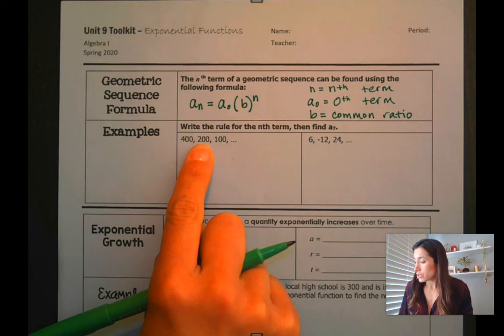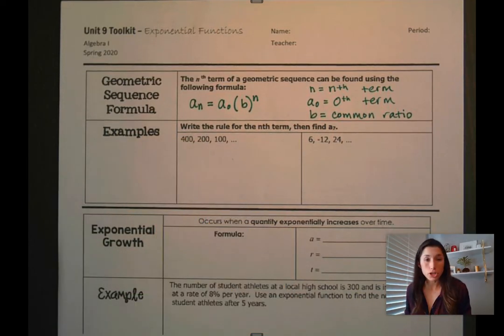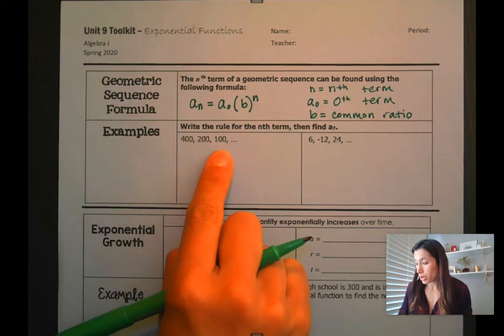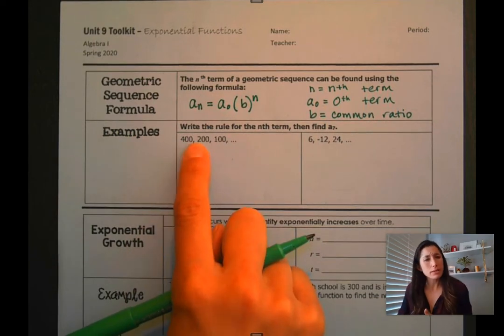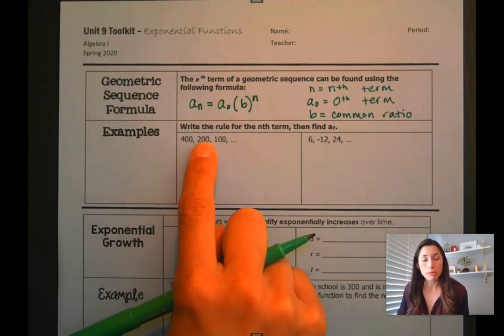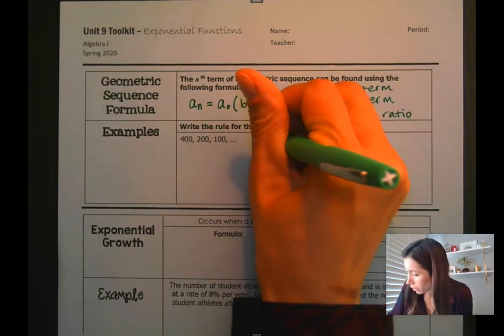Okay, so for this example here, 400, that is our first term. 200 is our next term. 100 is the next term. So if we're not sure what our common ratio is, it's kind of easy for us to see that, oh, we're dividing by 2, or what we would call that is multiplying by 1/2. If we're not sure how to figure out what b is, let's do that first.